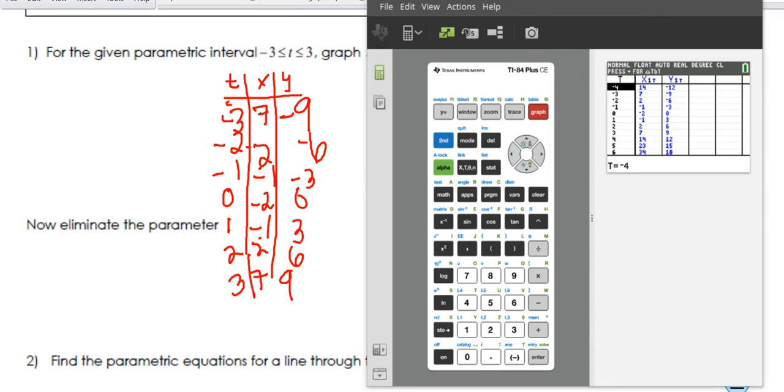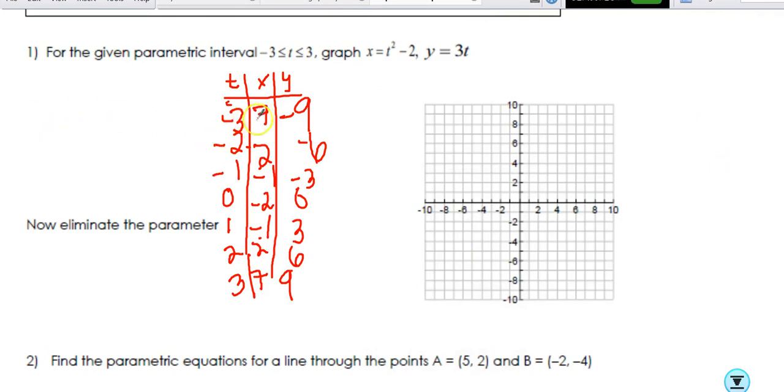Okay. So when we plot our points, we're going to start at the point 7, -9. And then we're going to go to 2, -6. Then we're going to go to -1, -3, and then -2, 0, and then -1, 3, 2, 6, 7, 9.